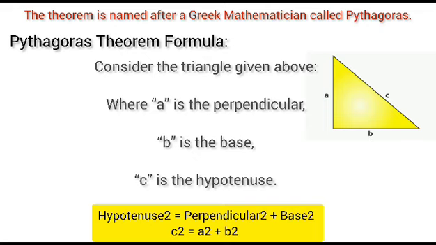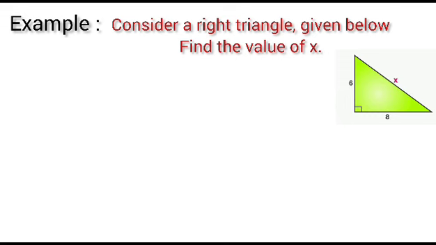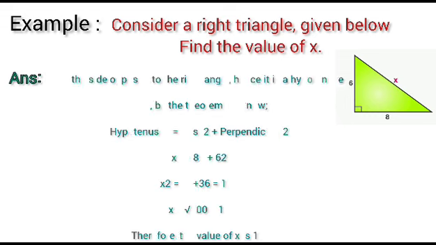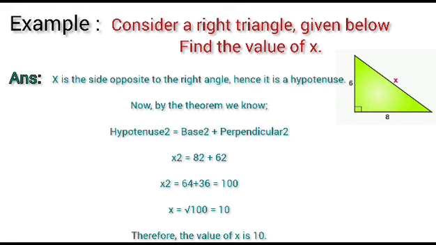Pythagoras theorem formula. Consider the triangle given above, where A is perpendicular, B is base, and C is hypotenuse. So the formula will be hypotenuse square is equal to perpendicular square plus base square, which is C square is equal to A square plus B square. Example: consider a right angle triangle given below. Find the value of x.